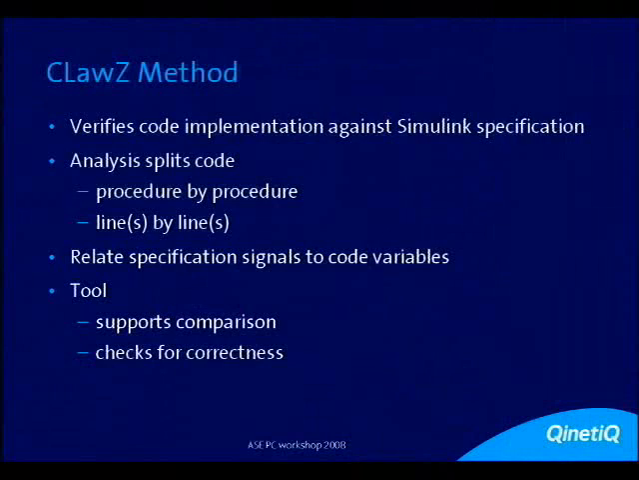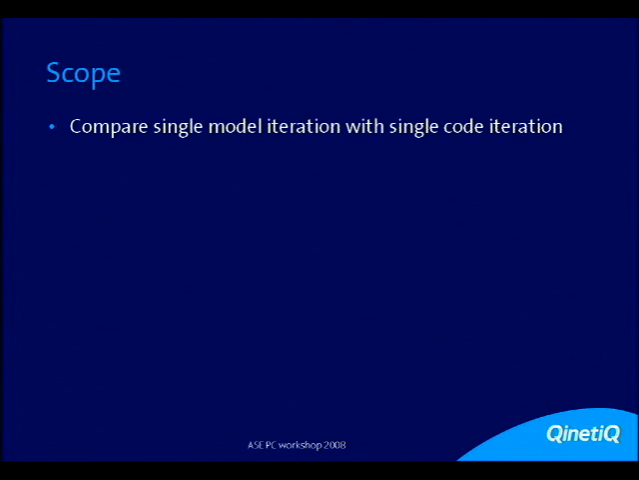As I say, the tool support that we have supports comparison and does checks for correctness. Now, of course, it doesn't do everything, so we have to make some constraints. One thing, and a very important simplification, is that it compares a single model iteration of the Simulink with a single code iteration. Now, a control system is basically a loop which continues forever.